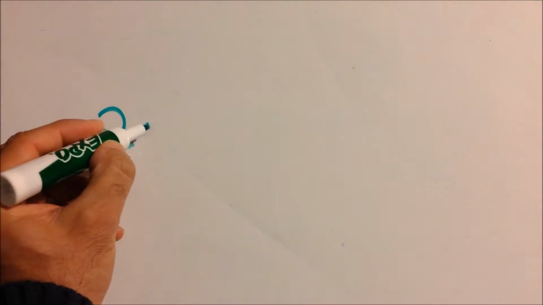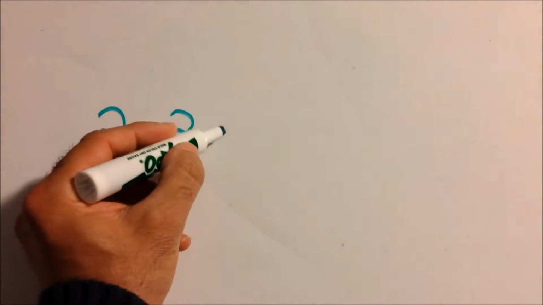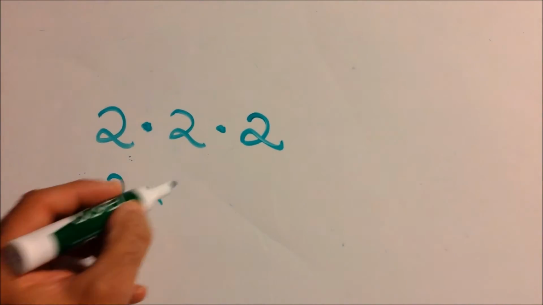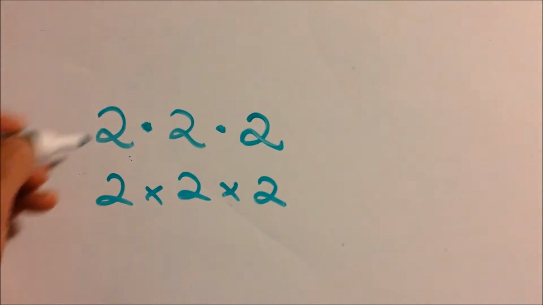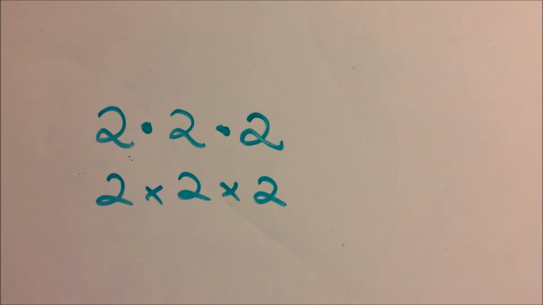So if I gave multiplication, let's say I had 2 times 2, and that's how we'll use the times sign in 5th grade. 2 times 2 times 2. It's also 2 times 2 times 2, but we're going to use mostly this dot sign in 5th grade, not the x's. So 2 times 2 times 2 is repeated multiplication.